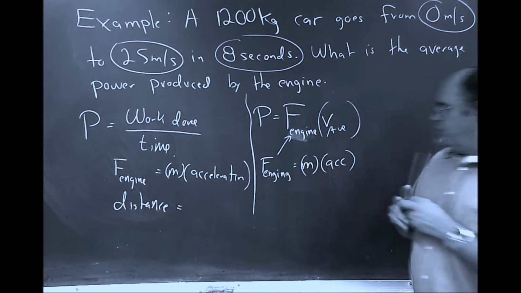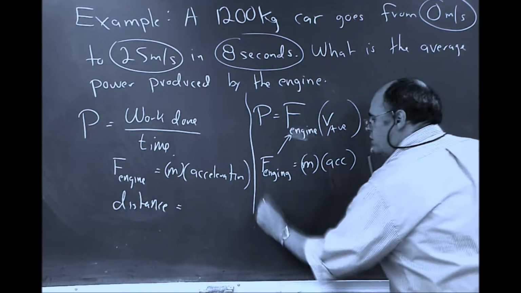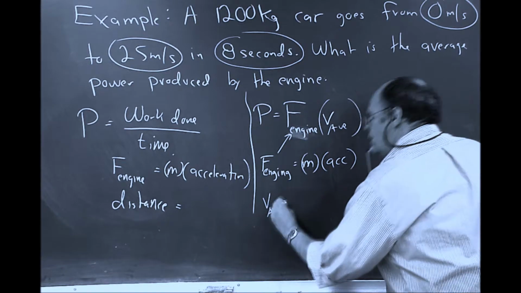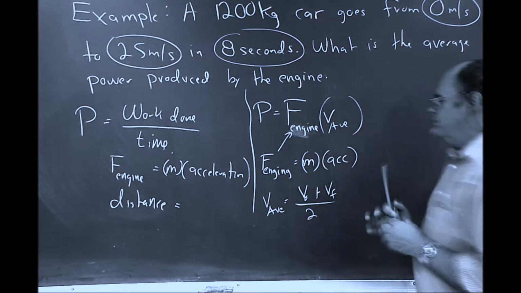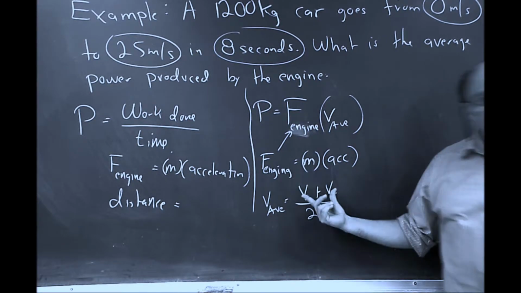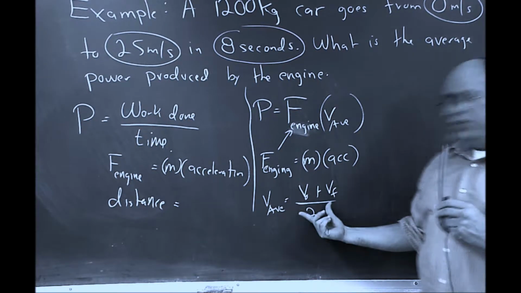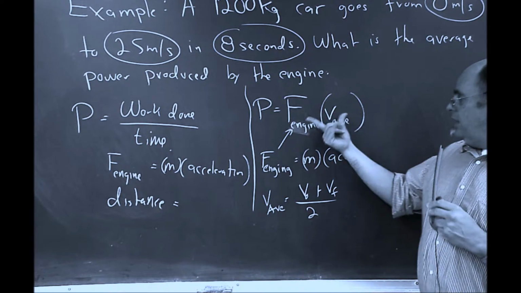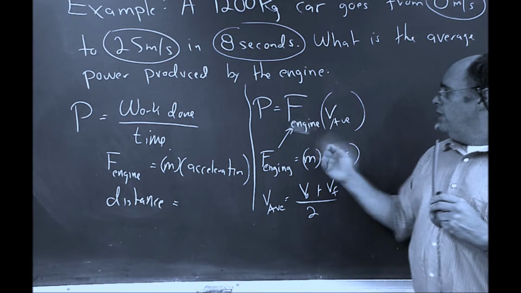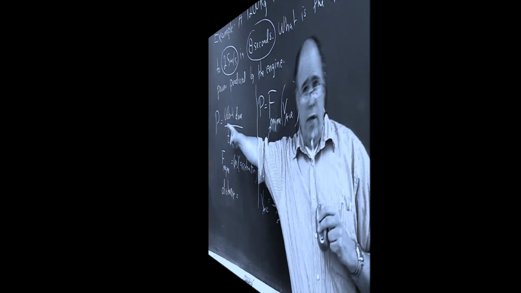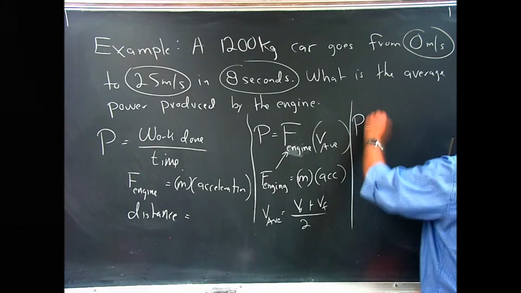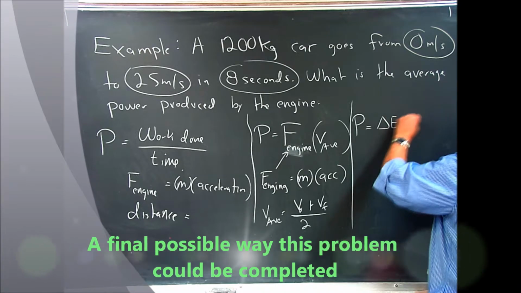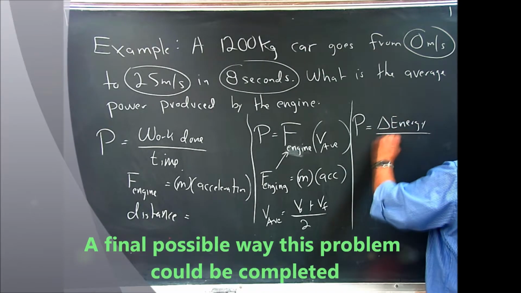Then V average, well, V average is a formula, so V average is equal to the initial velocity plus the final velocity over 2. So you'd have to do these few calculations. If you do these few calculations, then you could plug it into this, and you would get the power. It would be the exact same as power over there. You could use this formula of it. Power is the change in the energy over the time.